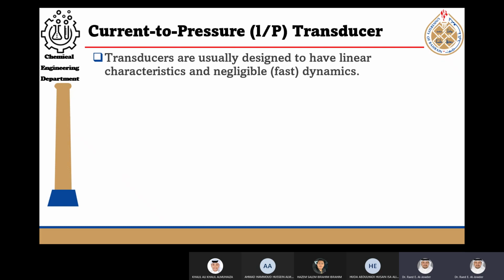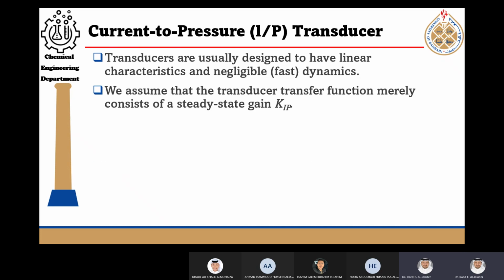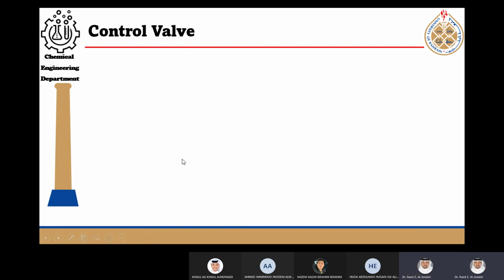It does not have a dynamic, so basically I can express the output input relationship as a gain because there is no dynamic. So we assume that the transducer transfer function merely consists of steady state gain KIP, and P' of T, the output, over P' of S is equal to KIP. If I want to represent that, I will start with the P' of T of S, which is the output, draw KIP, and then this is P' of S, the input. And that's what we did.